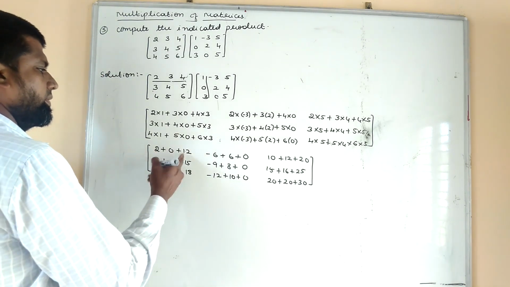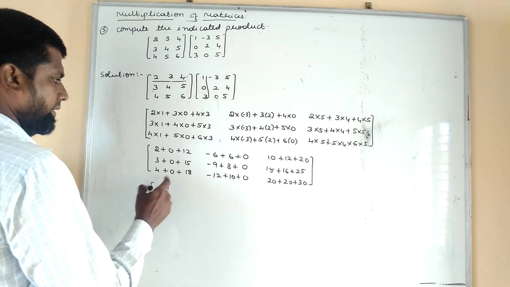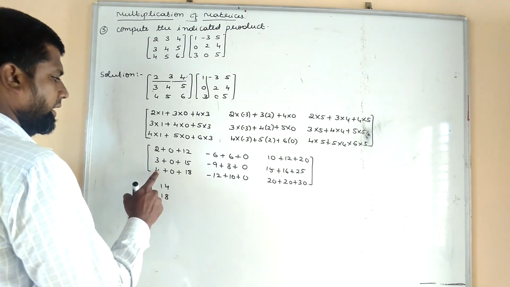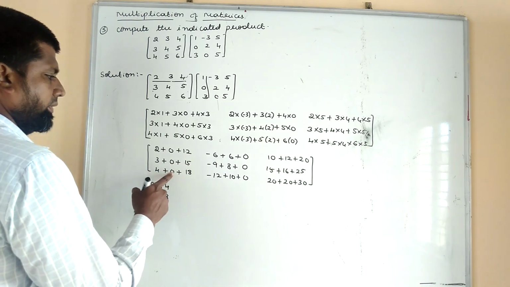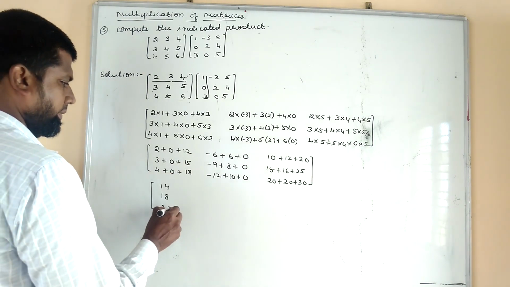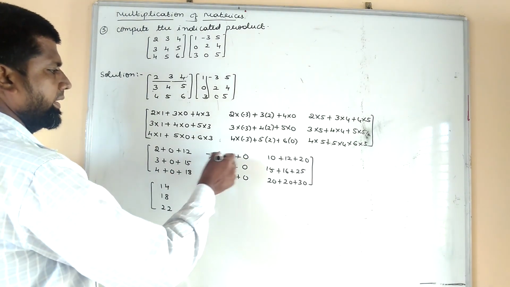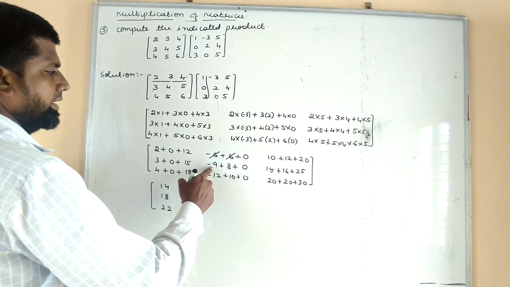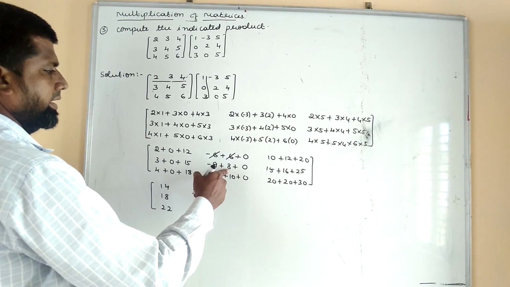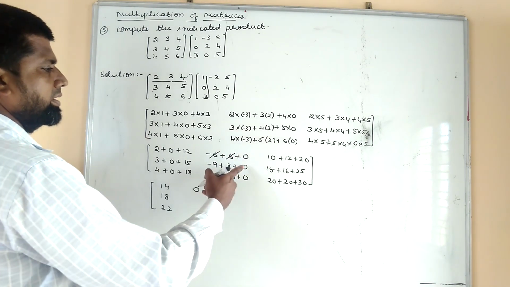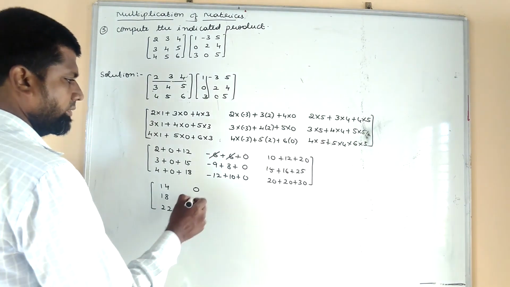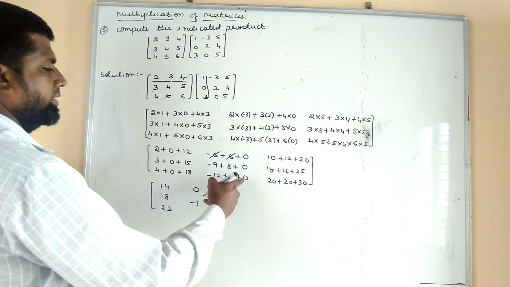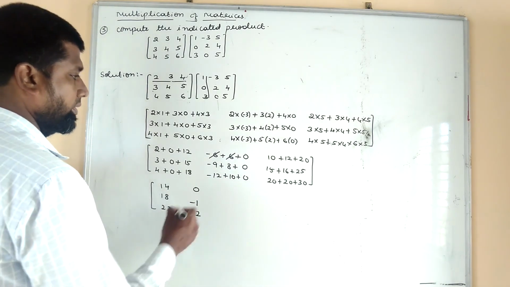2 plus 0 plus 12 is 14. 3 plus 0 plus 15 is 18. 4 plus 0 is 4. 4 plus 18 is 22. Minus 6 plus 6 get cancelled. The remaining is 0. So minus 9 plus 8 is minus 1. Minus 1 plus 0 is minus 1 only. Minus 12 plus 10 is minus 2. Minus 2 plus 0 is minus 2 only.